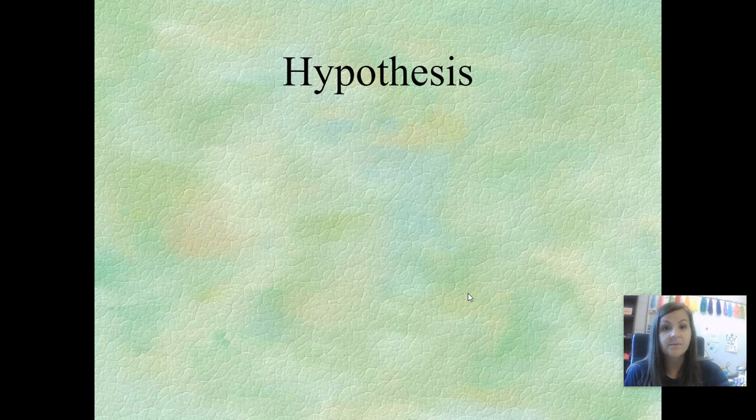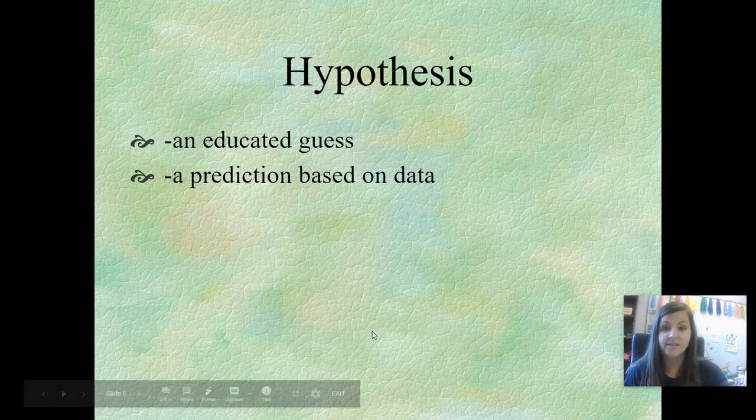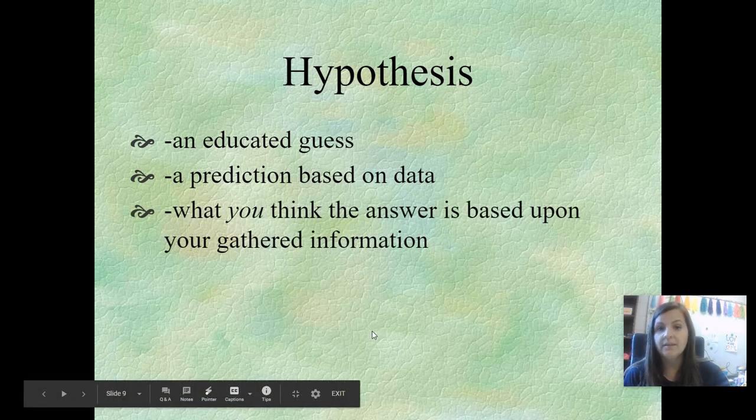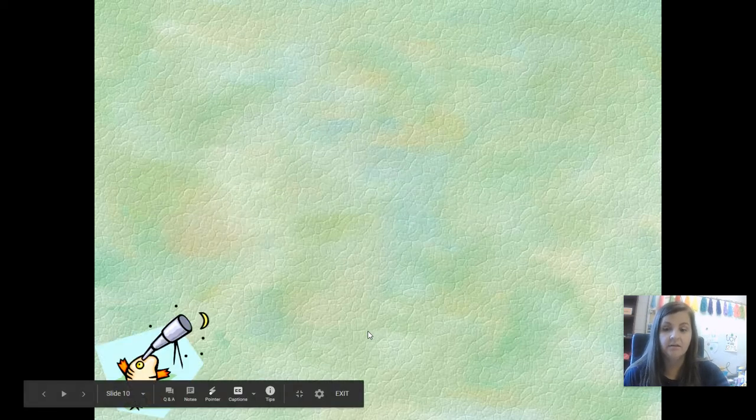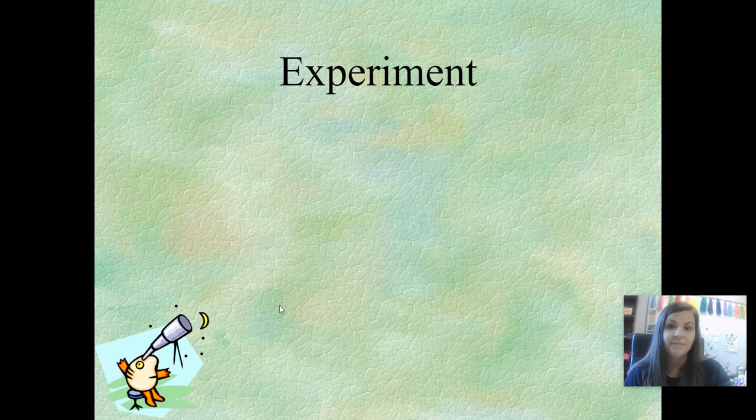The third step is to make your hypothesis. It's an educated guess. It's a prediction based on data. What you think the answer is based upon your gathered information. It's often stated in terms if, then. If Miss Bales goes out in the rain without a jacket, then she will probably get sick. That is a hypothesis.